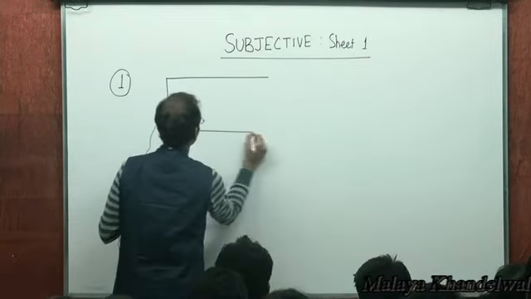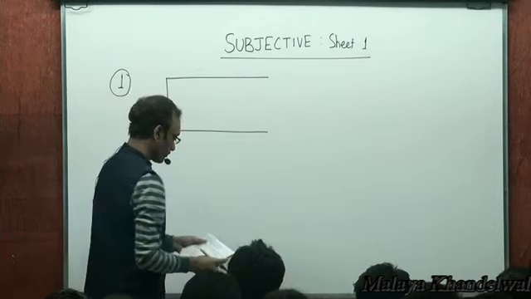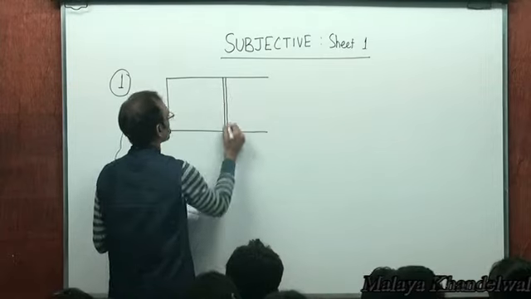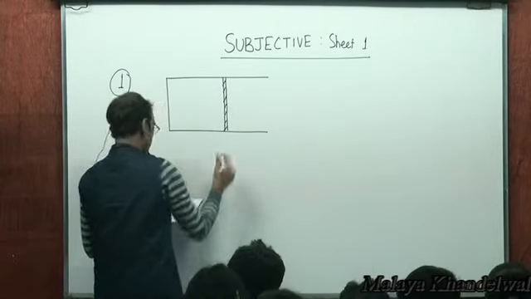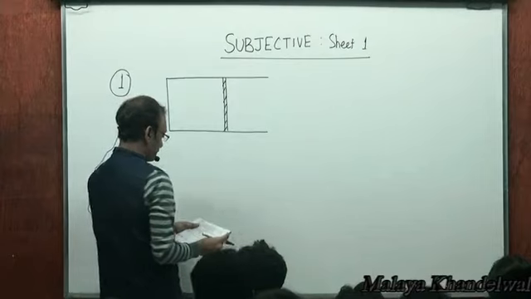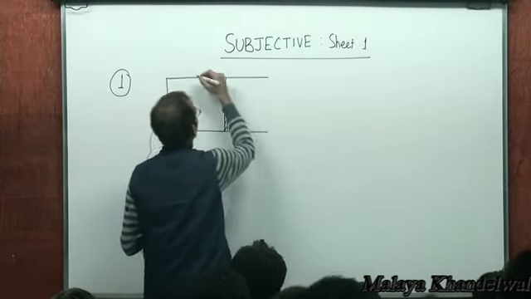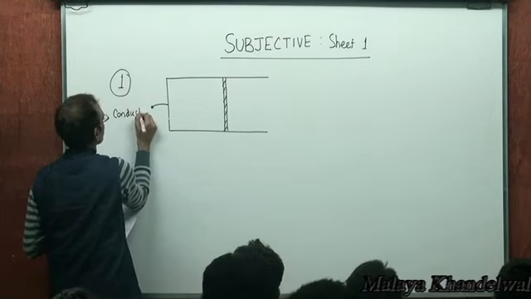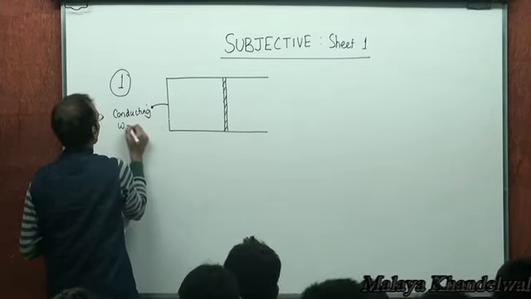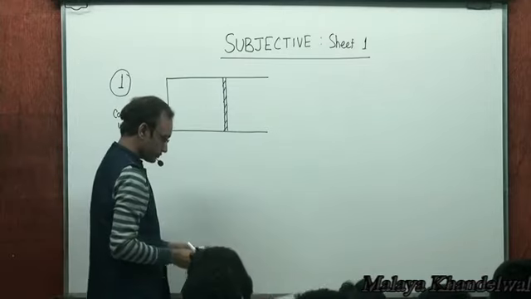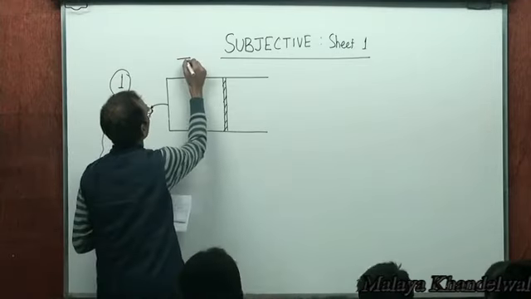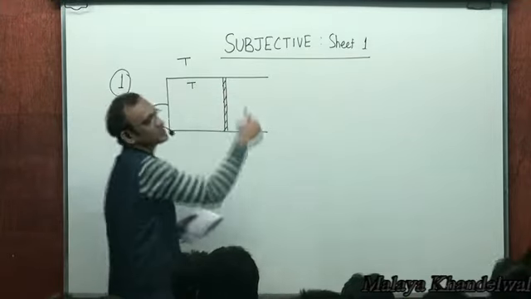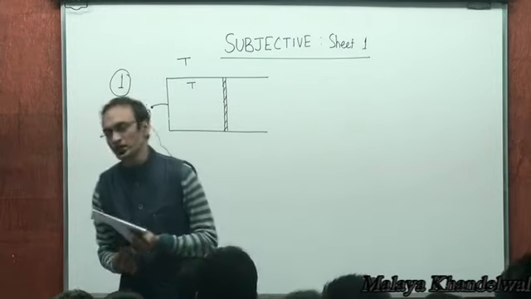So the first problem, we have a cylinder with a piston, and this has conducting walls. This entire arrangement has conducting walls. Temperature of the surroundings is T. That means the temperature of the contents inside the cylinder will remain T, right?